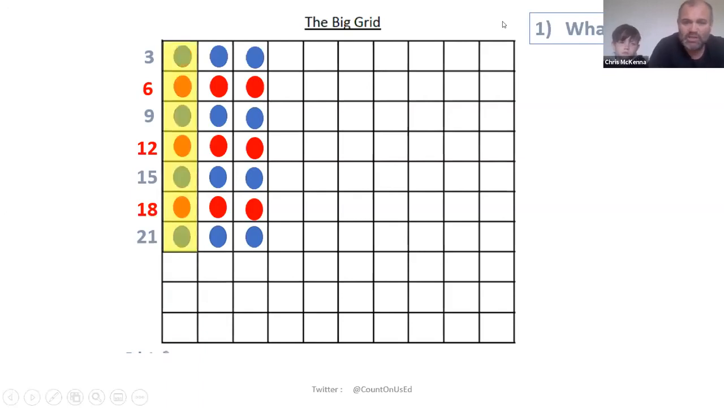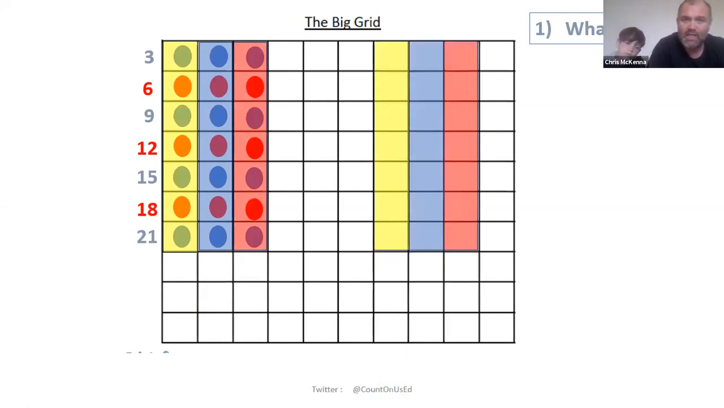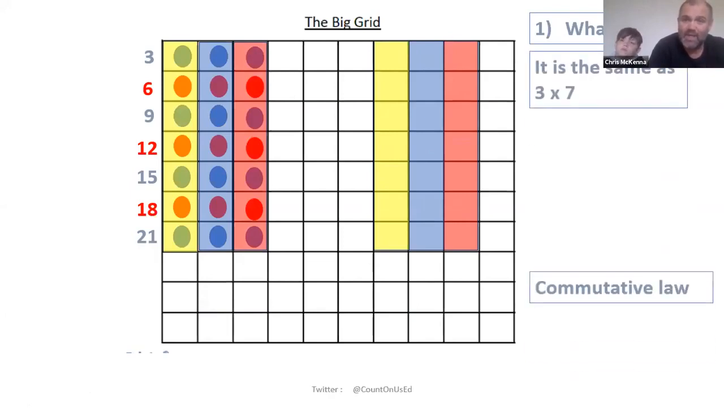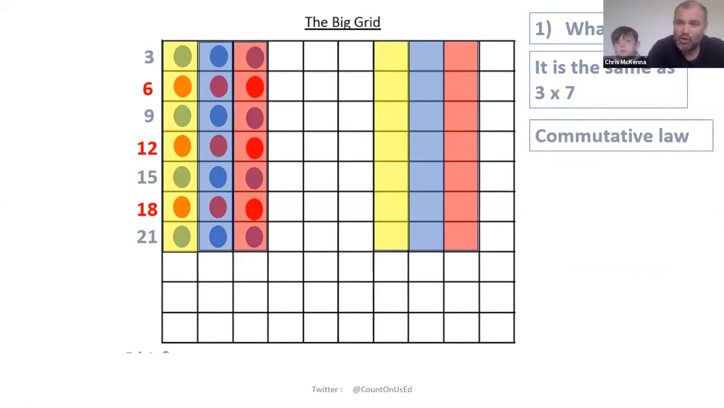So I just want to point out, what is 7 times 3? Well, I can see 7 groups of 3, but what I can also notice here is a column of 7 yellows, a column of 7 blues, a column of 7 reds. If I repeat that over here, we can see 7 times 3, just like we mentioned earlier, is the same as 3 times 7. Now, if you're interested, that's called the commutative law of multiplication. Basically, 7 threes is equal to 3 sevens.